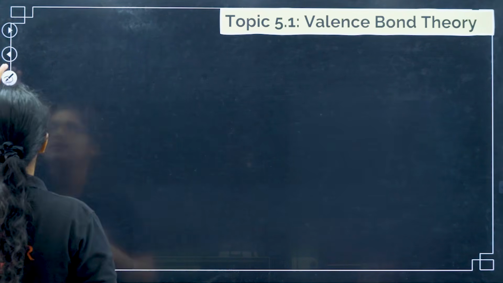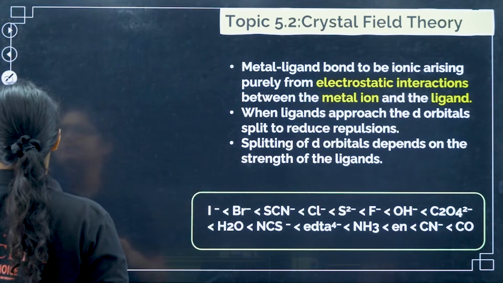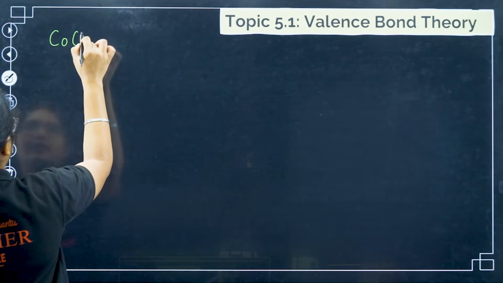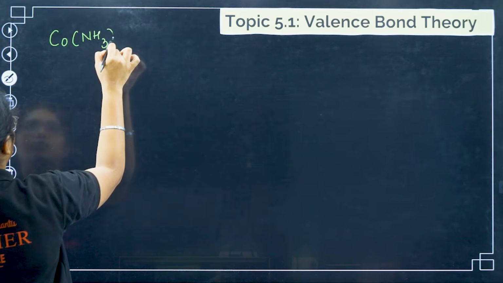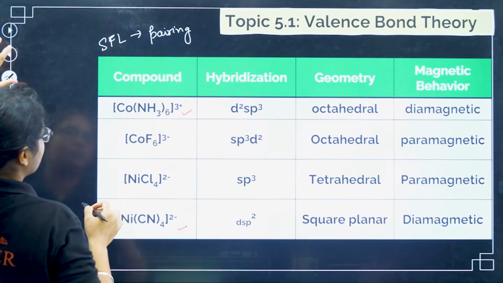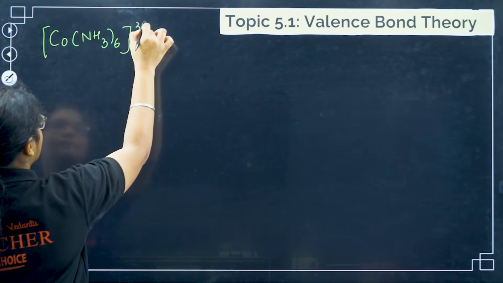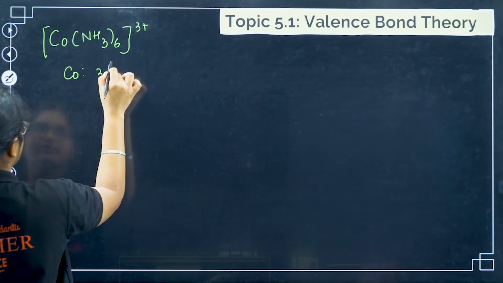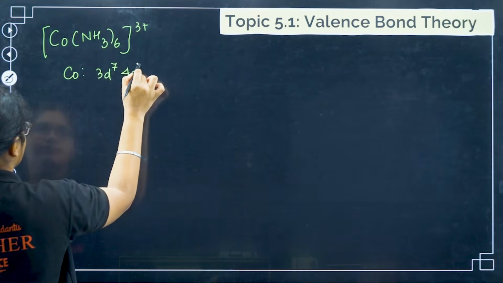[Co(NH3)6]3+. Okay, so I have [Co(NH3)6]3+, right? What is the charge of the complex? 3+. So what is the cobalt electronic configuration? 3d7 4s2, right?